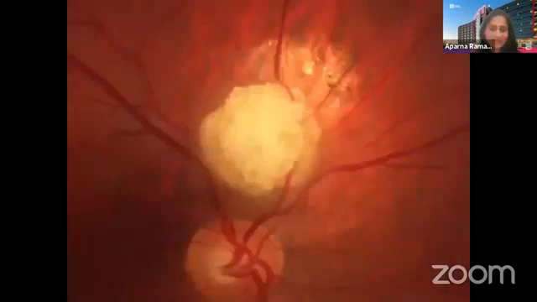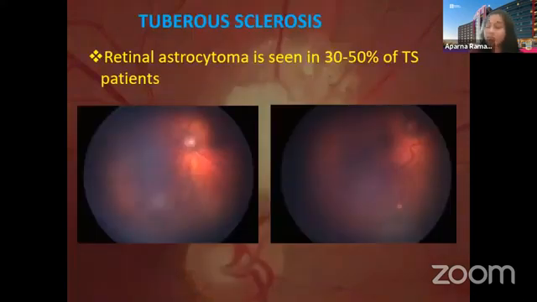Coming on to this lesion, it's characteristically called the Mulberry Lesion. This is astrocytoma associated with tuberous sclerosis. There are three kinds of features that you can see with tuberous sclerosis. One is the elevated one that you see here.